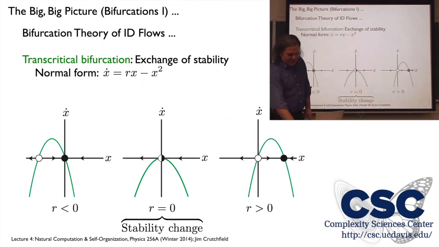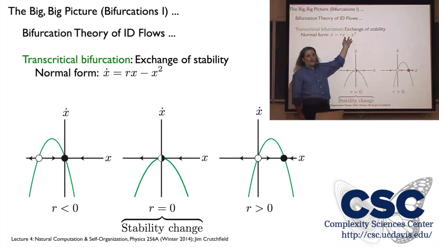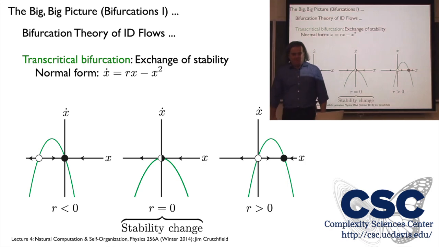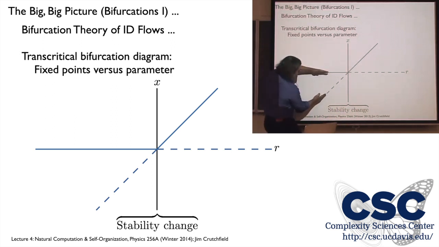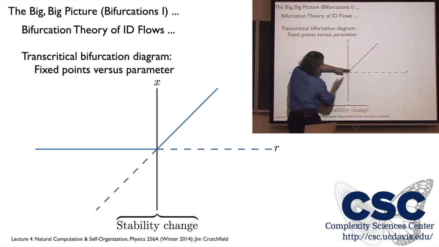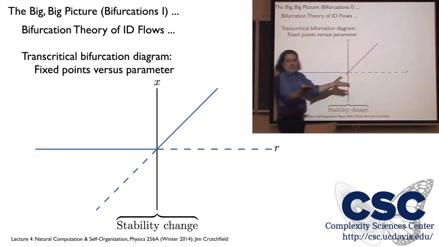Why are they linear functions? Well, x dot equals 0. I already know one of the solutions, x equals 0. I factor that out, and then I just have to find out where r is equal to x. So that describes this other thing coming in. And then the description is exchange of stability. It's as if this fixed point coming in from negative x and the one at the origin continue on through each other, but they've exchanged their stabilities.